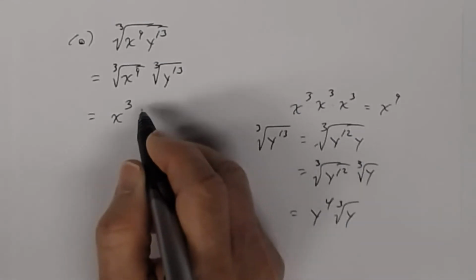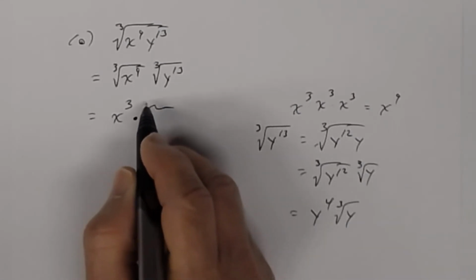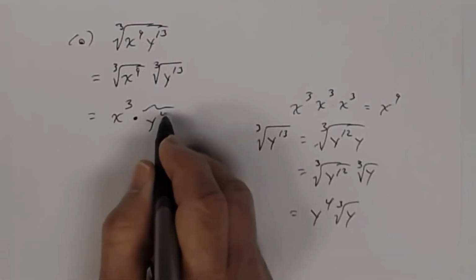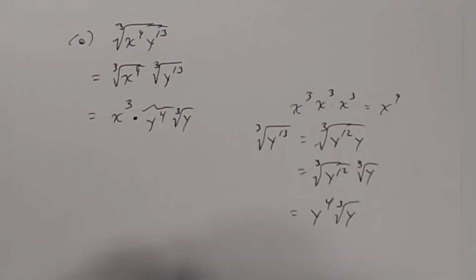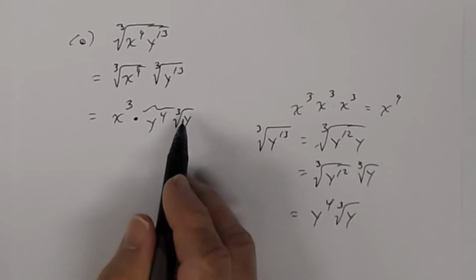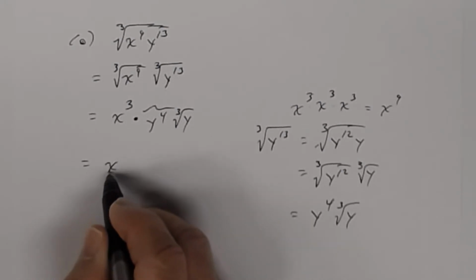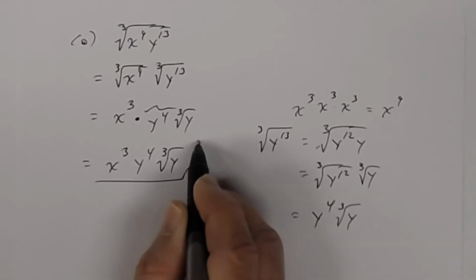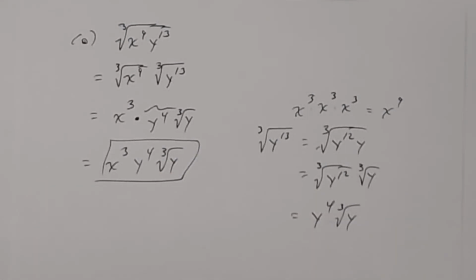So that goes here. You see I'm doing times right now. So times y to the 4th times the cube root of y. We always put the radical at the end. The only radical I see is this one, so I'm going to write the answer as x cubed y to the 4th times the cube root of y. And that's it. That's all you do.